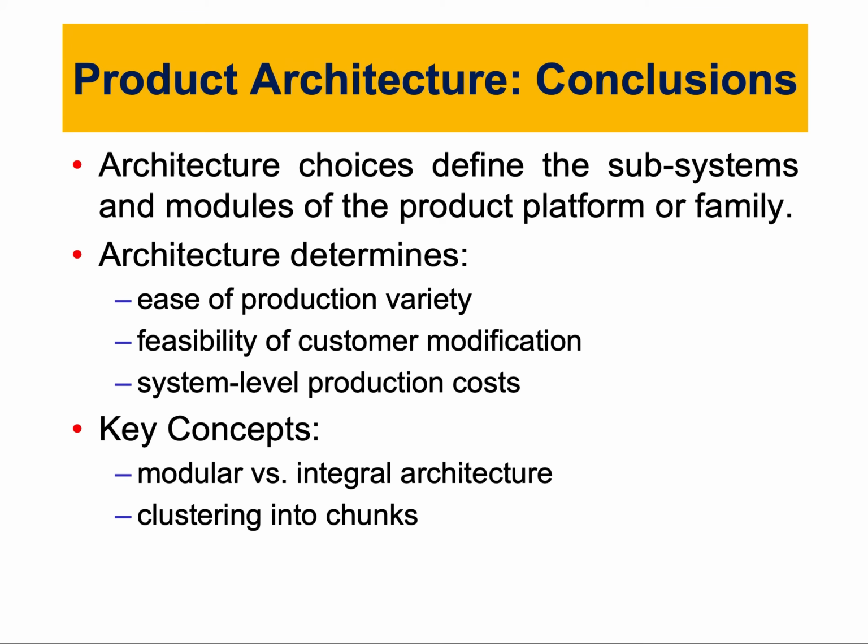In conclusion, architecture choices define the subsystems and the modules of the product platform or family that we are developing. So keep that in mind and look at the big picture when you develop a product. You're not going to develop one product, you need to develop a platform for more products, varieties and models. The outcome of the architecture is that we need to have ease of production variety, feasibility of customer modification if we need it, and we also have to identify the system level production costs. So this is the big picture, the output.